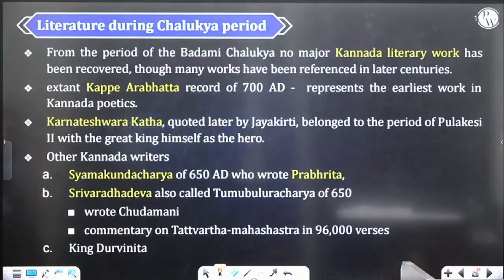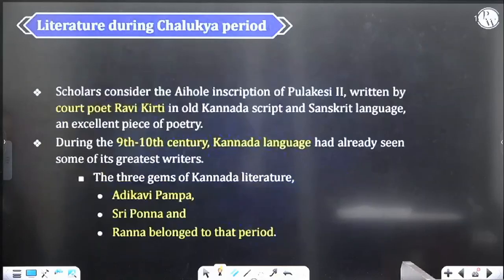Literature we have discussed. Right? Any spelling issue somewhere, the things are there. You can read these slides and then you can make a mind map. Your call. Okay, so literature during the Chalukya period we have seen.